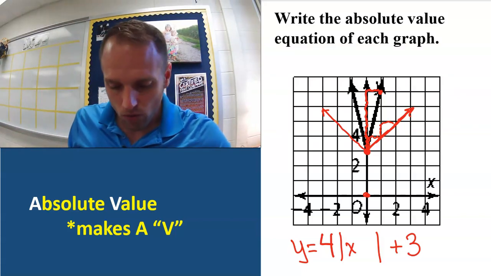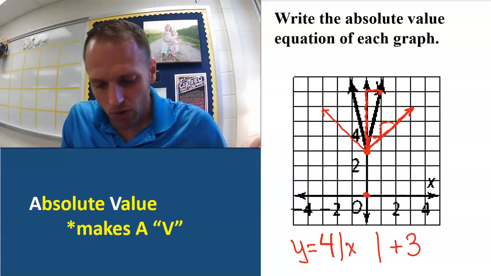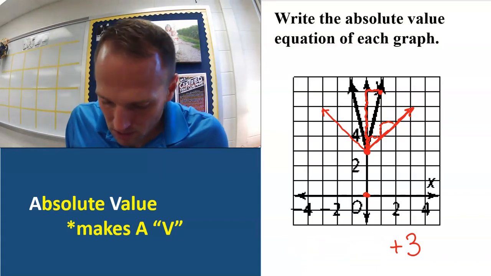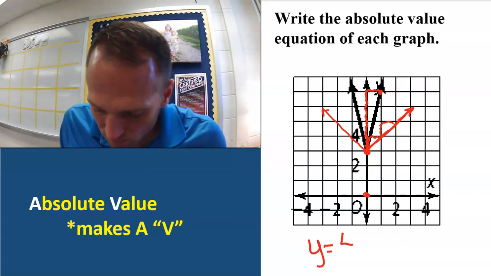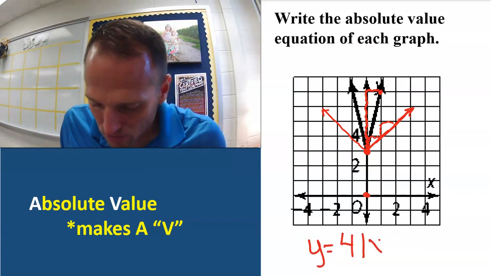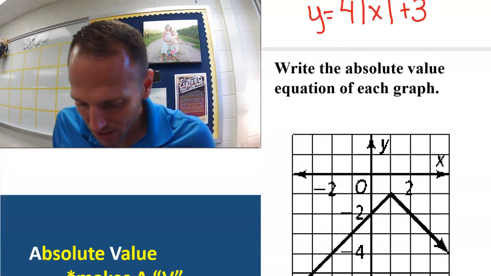So let me just clean this up a little bit because we kind of stumbled our way through this. But this is just y equals 4 times the absolute value of x plus 3. Let's see if we can do it again.